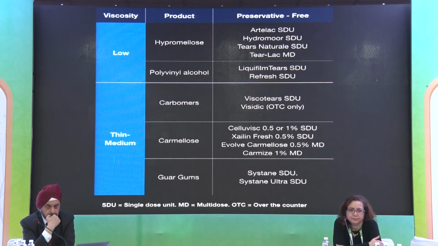So in lubricants, there are low viscosity, medium viscosity, and high viscosity lubricants. In low viscosity, hypromellose is usually more commonly used as compared to polyvinyl alcohol. In medium viscosity drugs, we have carbomers, carmellose, and guar gums, of which carmellose has been shown to be cytoprotective. So Celluvisc or Evolve carmellose can be used in these patients. Guar gums have been shown to stabilize the phospholipid layer of the tears as well. So the tear film stability improves in these cases if we use Systane Ultra.